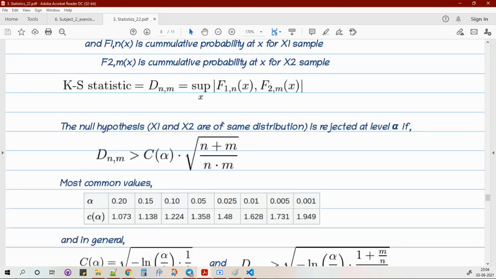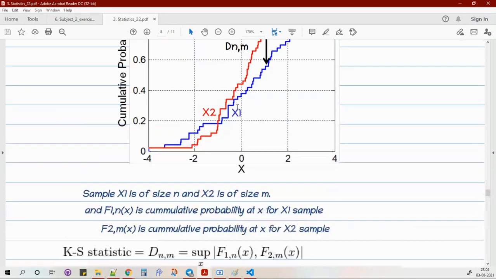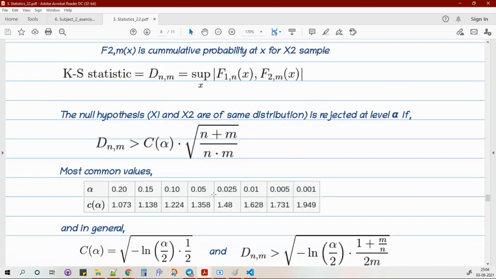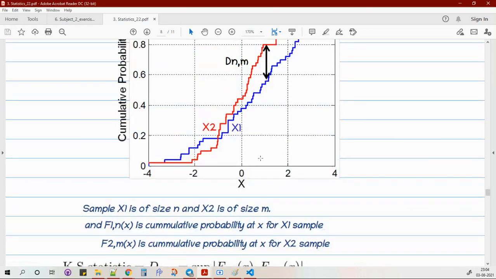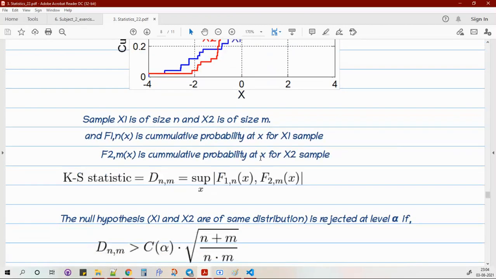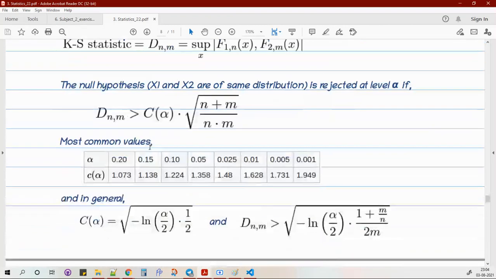And what is d? D is nothing but the largest gap between two cdf, right? And if I am very conscious, and if I want both the distributions to be overlapping each other, or the same distribution, then I will take the smaller value of alpha. If I take just 1%, right, then the C alpha is higher, 1.6. 1.6. I guess I messed up. Let me just explain it in another way.